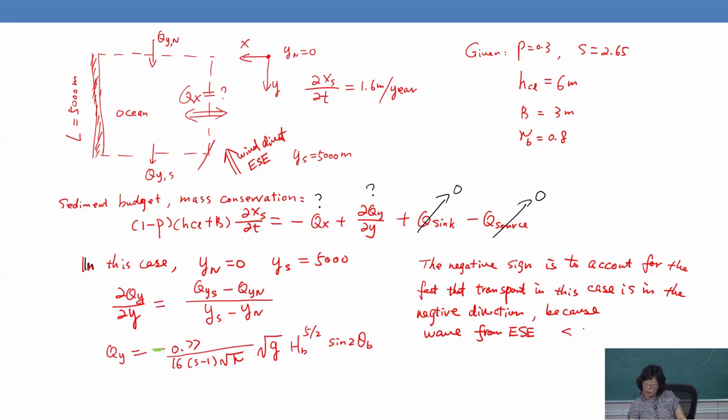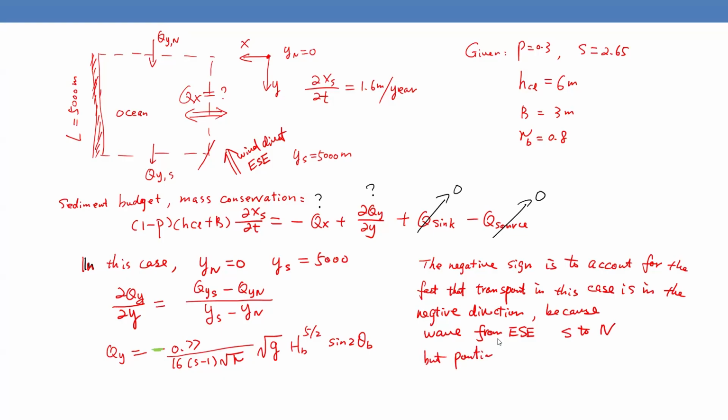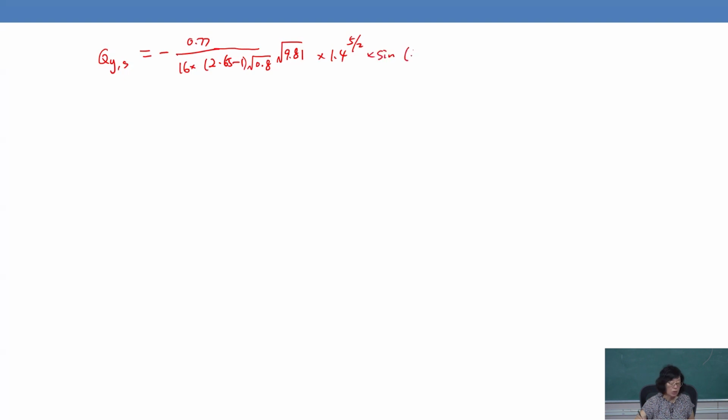So wave is from south to north. But positive y is north to south. So that's why I have that. So now I will be able to calculate -1 and then (1.4 to the power 5/2), then sine 2 times 10 degree. That's in the south direction. And also we know this is -8.101 times 10 to the -2 cubic meter per second. So that's for the south.